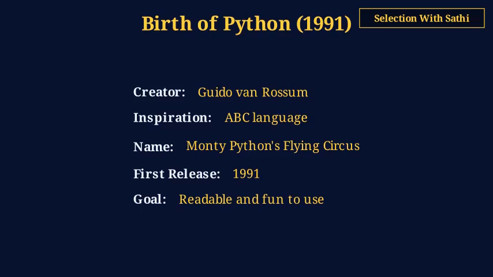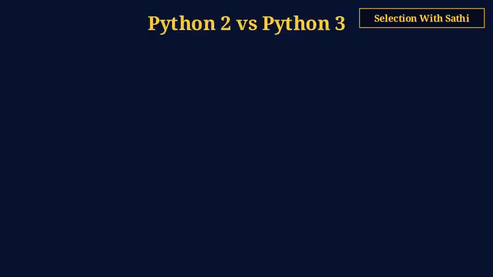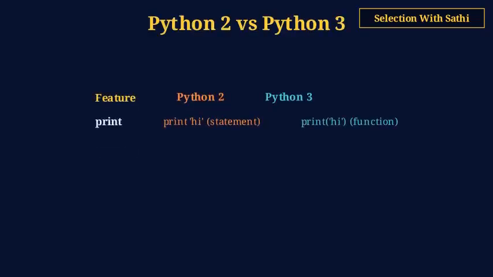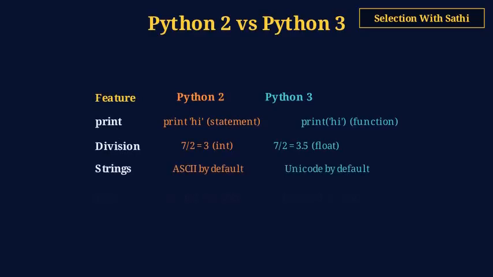And here is a fun fact: Python is named after the BBC comedy show Monty Python's Flying Circus, not after the snake. One of the most important transitions in Python history was the move from Python 2 to Python 3.